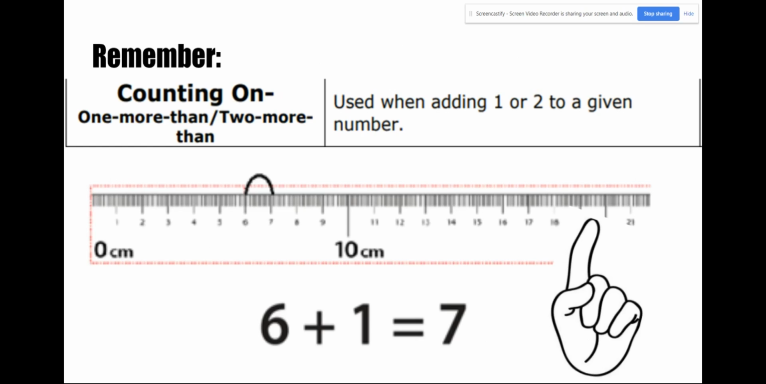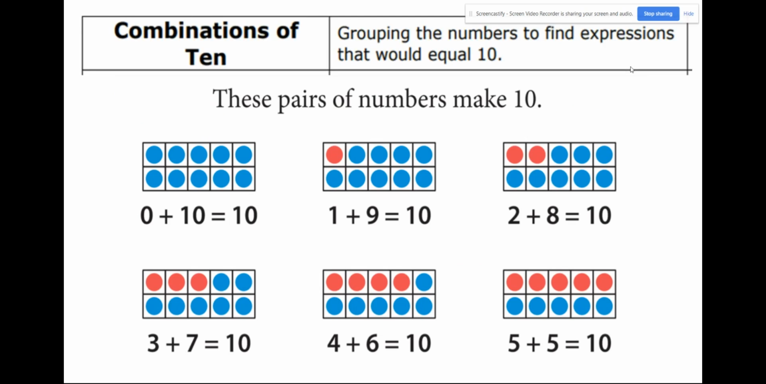We also talked about counting on. So if you're doing +1 or +2, you can put the big number in your head and just count up. It's like 6 + 1, you put the 6 in your head and just count up 1. Today's strategy is going to be using combinations of 10. Combinations means different groupings. We're going to be grouping numbers to get them to equal 10.